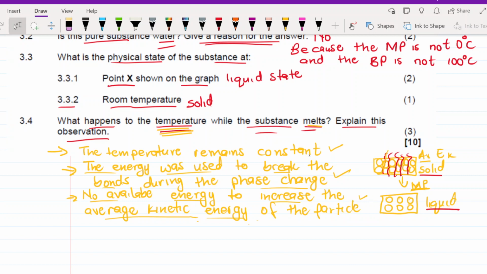So now I'm going to do the second question, which is similar to this one. Then we are done with this concept of the kinetic molecular theory. So let's go now to the next question.